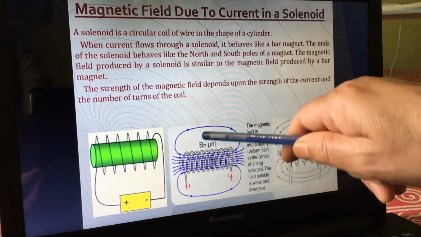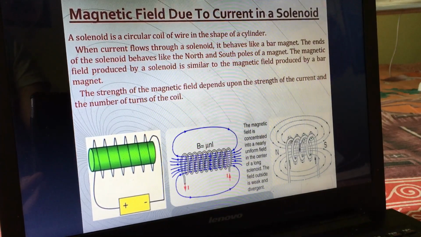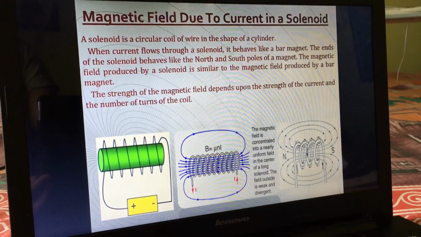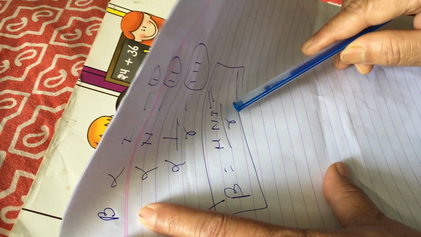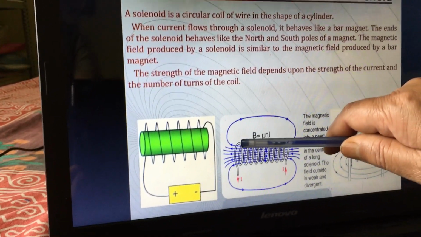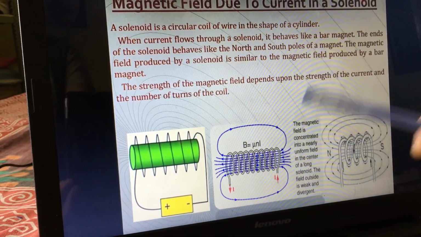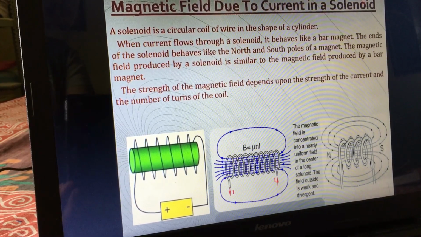If, rather than a single turn, the number of turns is increased, then the magnetic field is increased greatly. So magnetic field depends on what? Strength of current. It depends on the number of turns and is inversely proportional to the radius of the loop. If the radius of the loop is small, the magnetic field is large, and if the radius of the loop is large, the magnetic field is small. So magnetic field depends on three factors: number of turns, current, and radius of the loop.